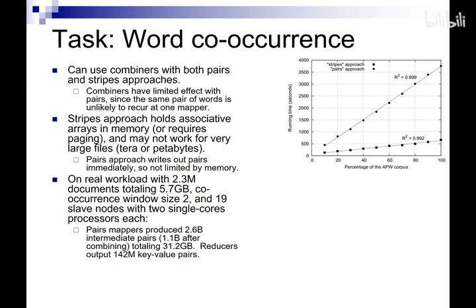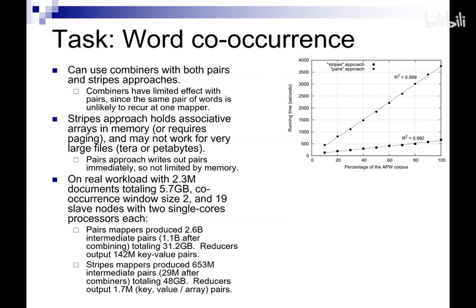Then they compared the pairs and the stripes approach, and they found that the pairs approach produced 2.6 billion intermediate pairs. If you do the combining, you can reduce that by about a factor of 2. The total size of all those pairs was about 31 gigabytes, and it output a total of 140 million key value pairs from the reducers.